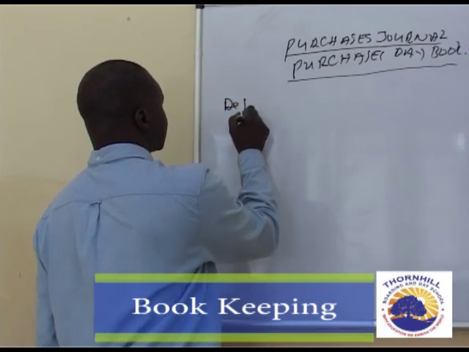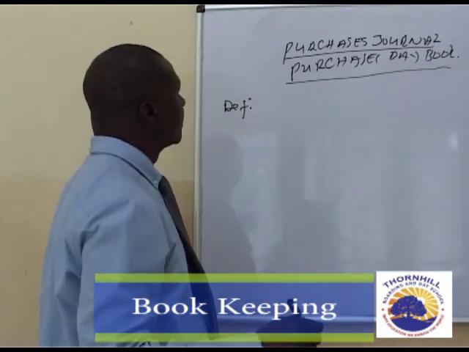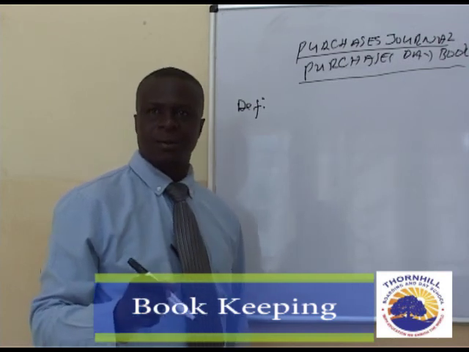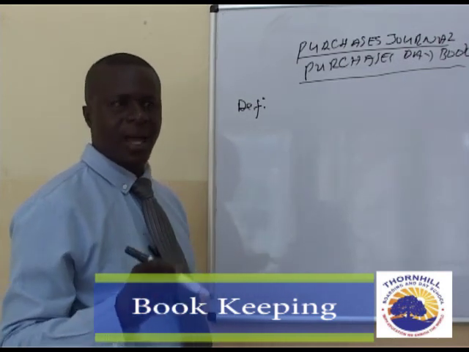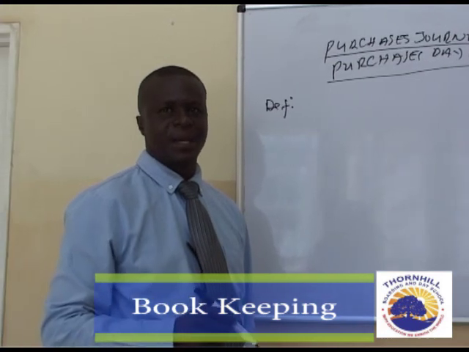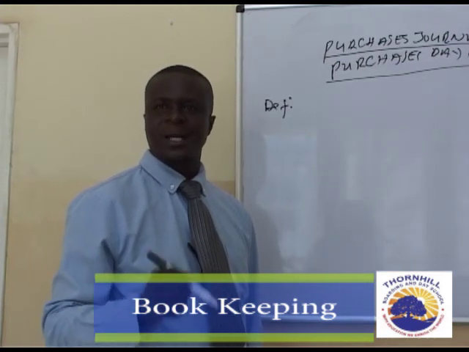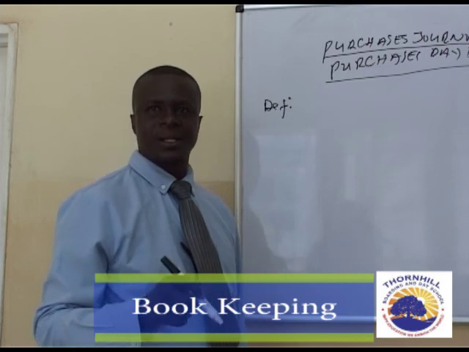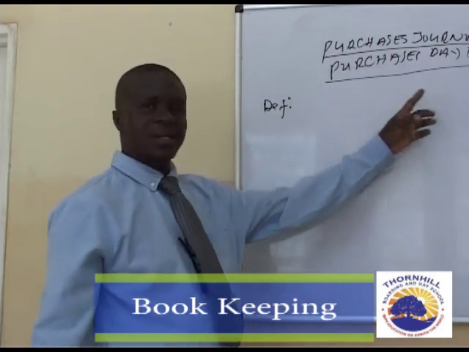Definition. We need to define the Purchases Journal. Purchases Journal is a book of primary entry, a book of original entry, or a subsidiary book that is used to record all credit purchases. As you know, cash purchases are recorded in the cash book. What of credit purchases? So all credit purchases are recorded in the book known as Purchases Daybook.